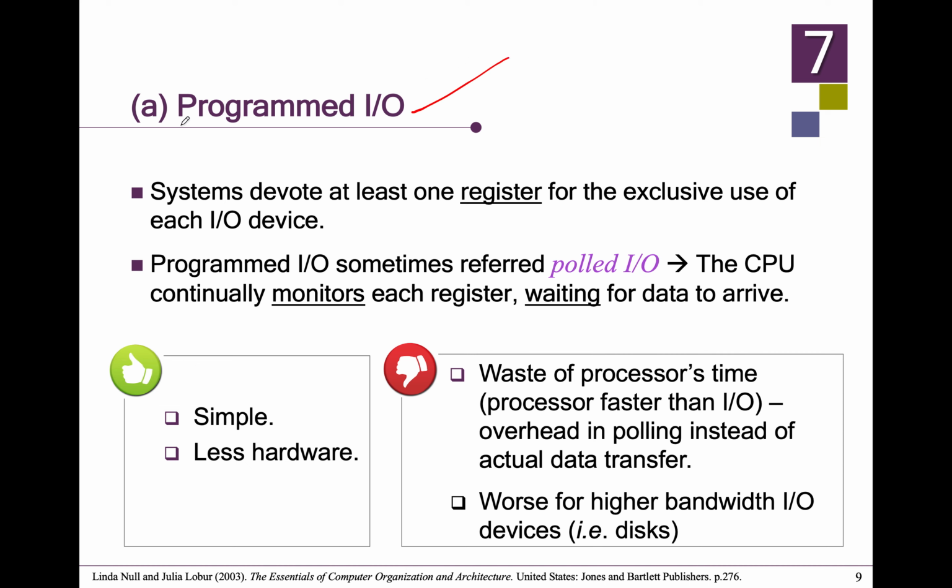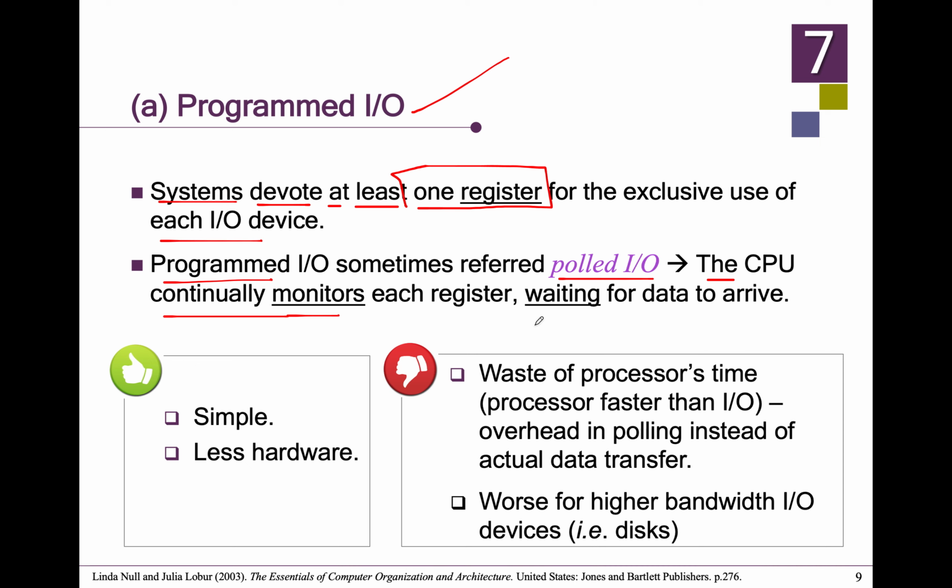First, we're going to look into program I/O. The system devotes at least one register for the exclusive use of each input output device. Program I/O can also be called polled I/O. The CPU continually monitors each register, waiting for data to arrive.